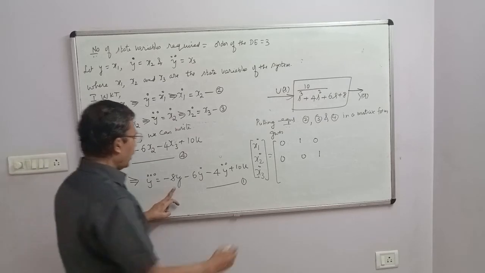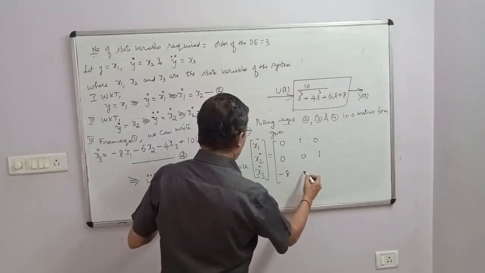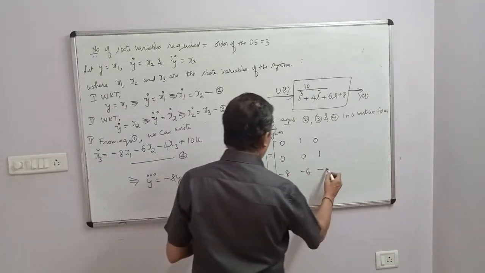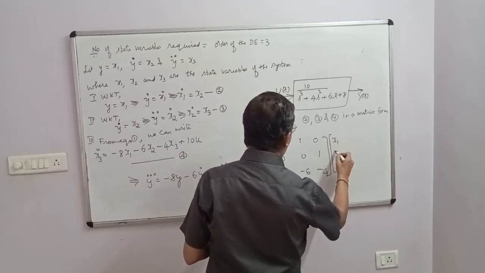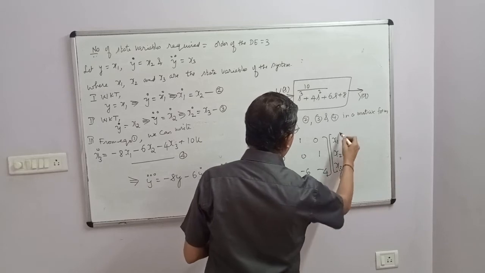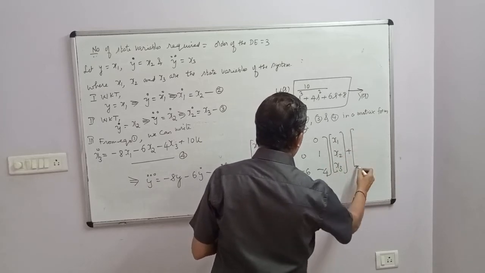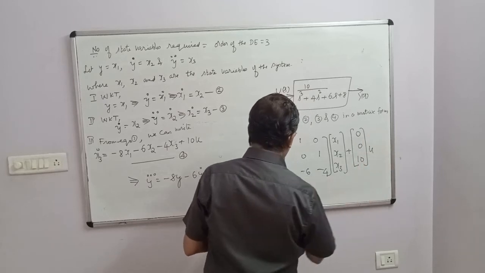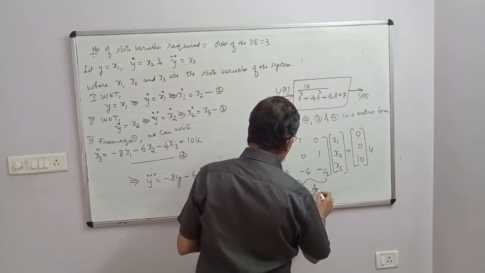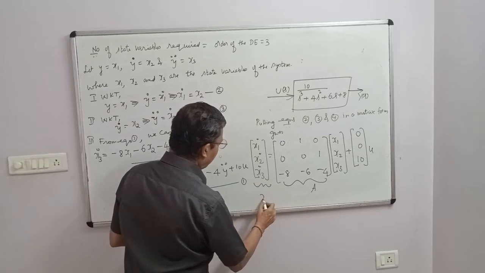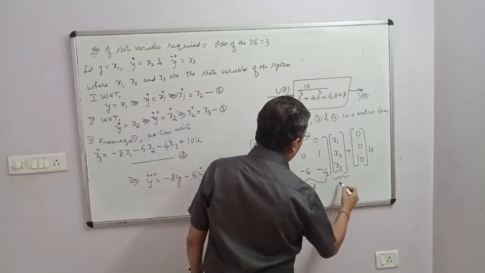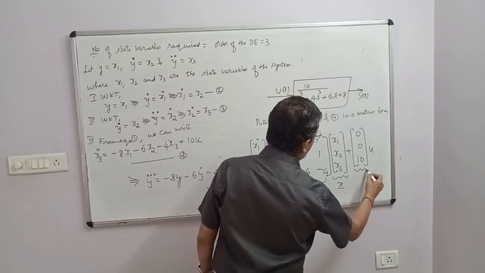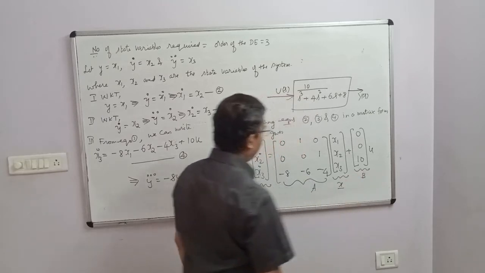Now equation 1 you write minus 8, minus 6, minus 4 multiplied by column matrix x1, x2, x3 plus 0, 0, 10 into u. This square matrix is called A matrix. This column matrix is called rate state vector x bar dot. This column matrix is called x bar. This column matrix is called B matrix.